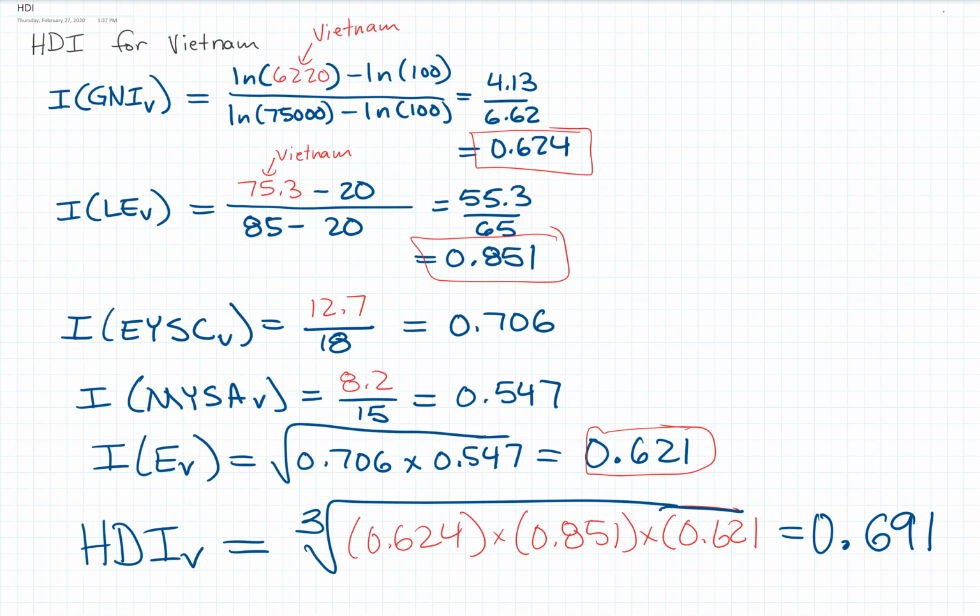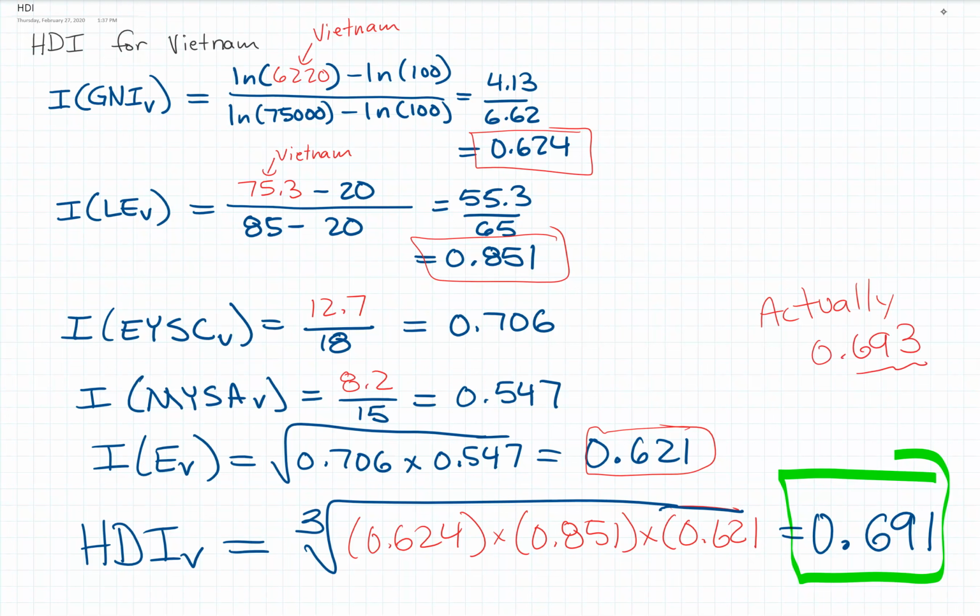0.691. If you look in the table, you're going to find that it actually rounds off to 0.693. The reason we got a little off in the thousandths place is because of all the rounding. Because we rounded at each step, and all that different rounding is going to make the final answer slightly off, but it's still really, really close. Okay, so that's how HDI is calculated.